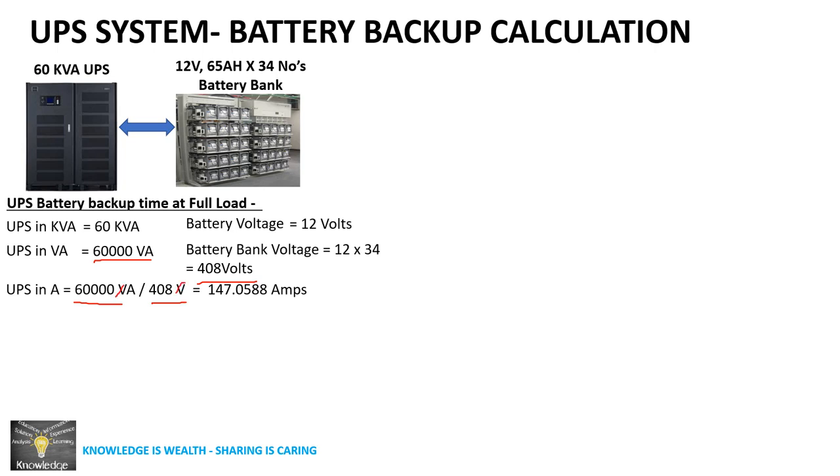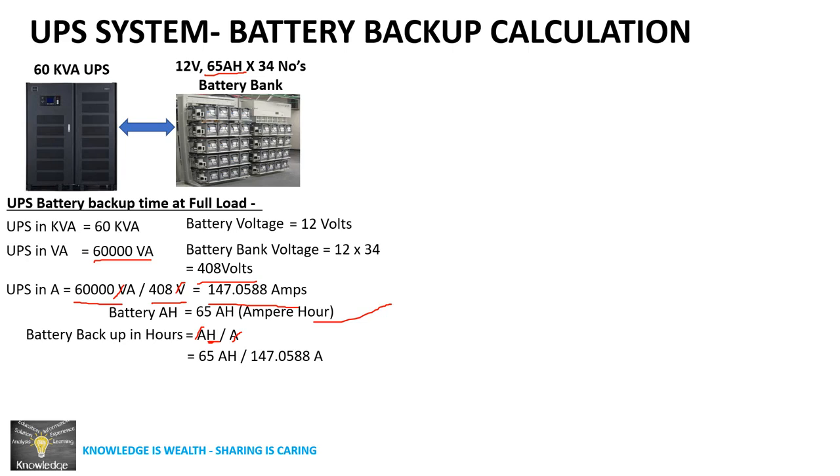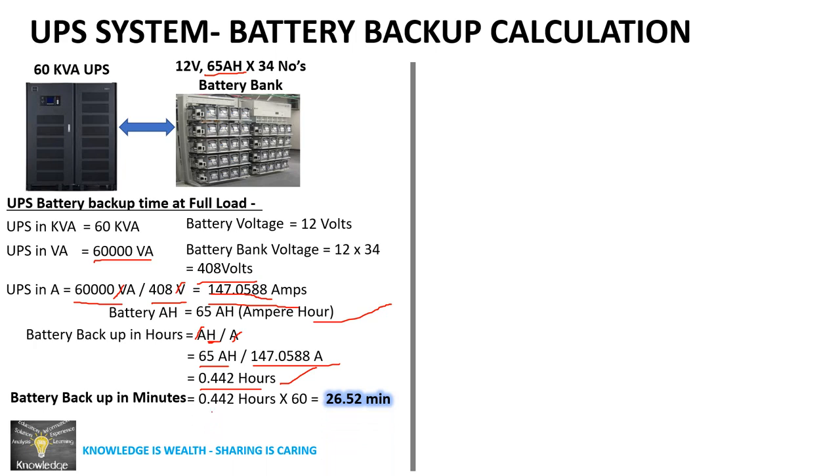So volt cancel each other, remaining is 147 amperes. Now we have the amperes and we know the battery Ah. The battery backup calculation is ampere hour divided by ampere, so ampere will cancel each other and hour will remain. We know battery capacity is 65 Ah and the amperes is 147.0588. So 65 divided by 147 is 0.442 hours. If you want it in minutes, simply multiply with 60. So 0.442 into 60 is 26.52.